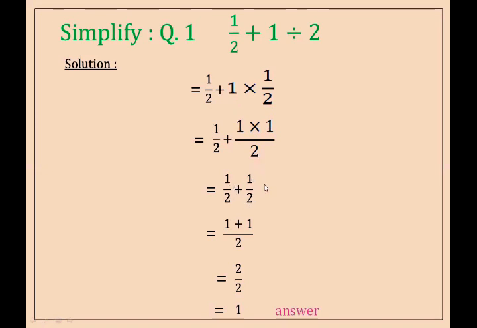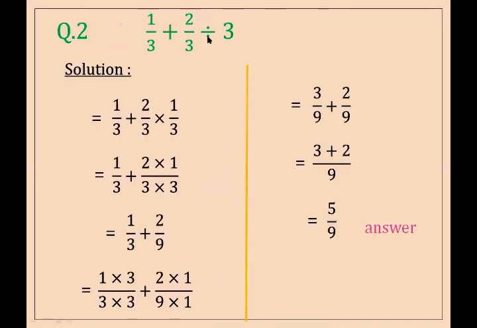Now these two fractions are added with each other and both have the same denominator. When the denominators are the same, we write it 1 time and the numerators are added with each other. So here we write 1 plus 1 means 2, and 2 upon 2 means 1 here. So 1 is the answer of this question.